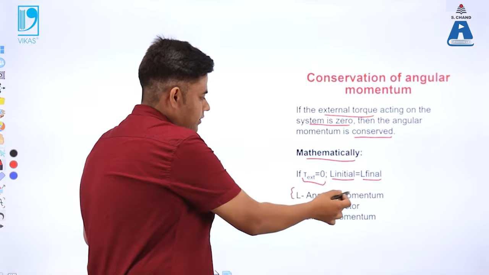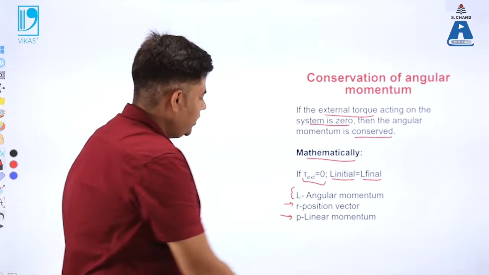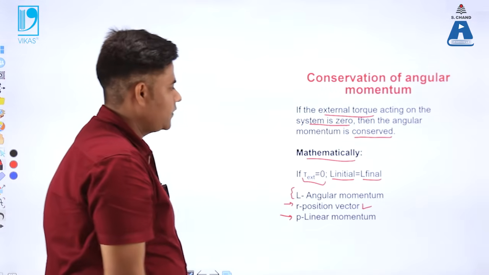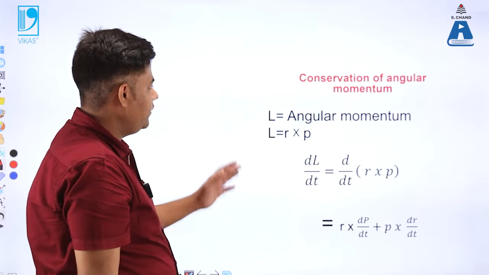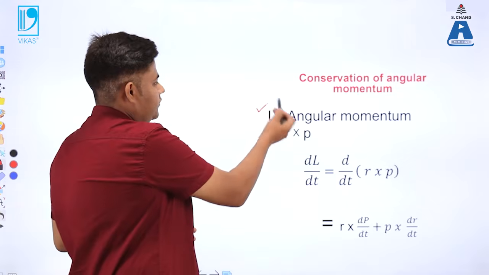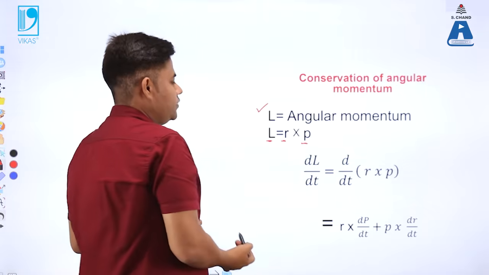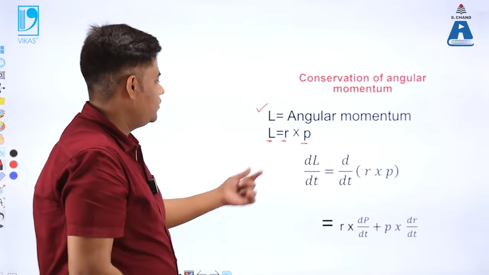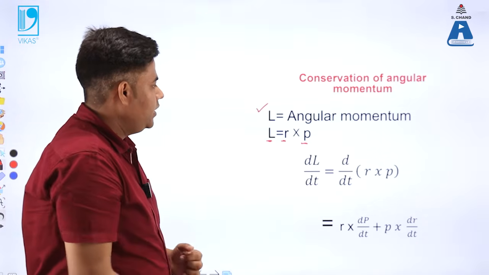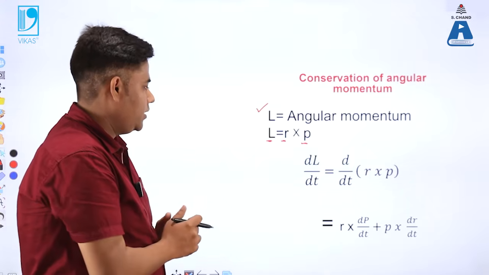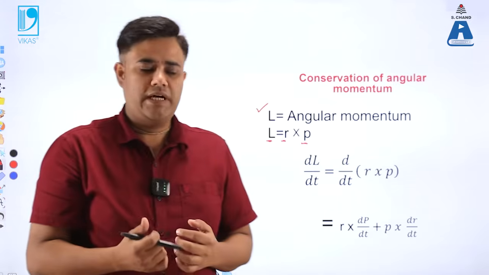Here L indicates the angular momentum, P indicates the linear momentum, and R indicates the position vector that we are concerned about. So we will see the derivation now. L is the angular momentum, and L is R cross P. R is the position vector, P is the linear momentum. When I have this position vector crossed with the linear momentum, I will get the angular momentum. Now I need to find out the change of this angular momentum with respect to time.